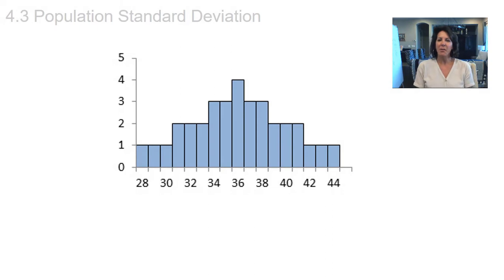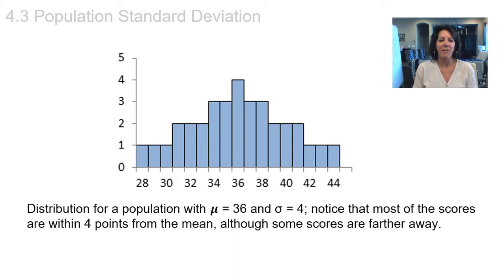So what we're going to talk about now is how we would interpret standard deviation in a graph such as this. As you look at this graph, we have a distribution of scores, and the mean is 36. You can see that right in the middle, and the standard deviation is 4. Which means on average, the scores in this distribution vary from the mean by 4 points.